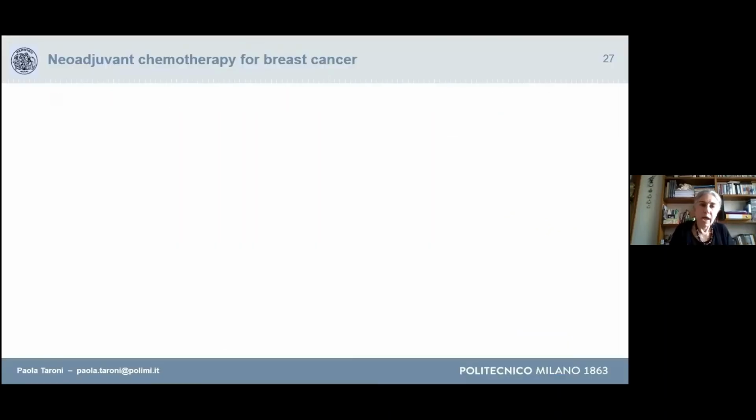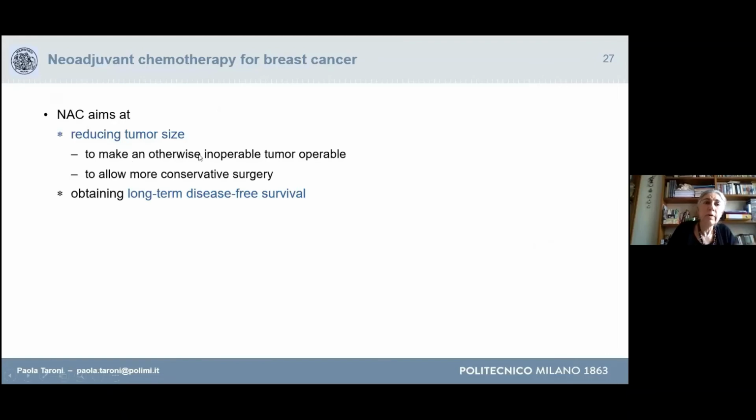I would like just to add some information on another application that we are testing, and that is on neoadjuvant chemotherapy for breast cancer. Neoadjuvant chemotherapy is more and more widespread, is widely applied to reduce the tumor size before surgery, or even in the best case to avoid surgery.